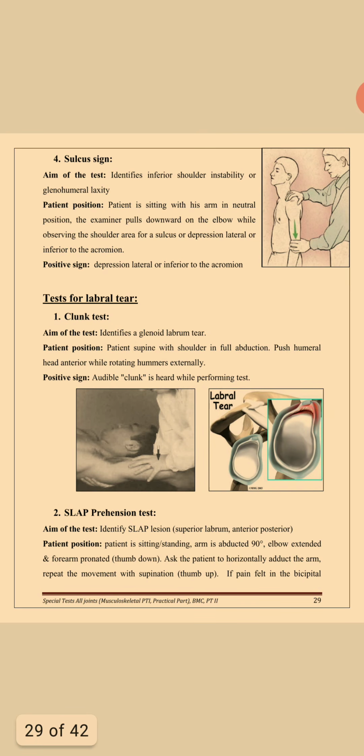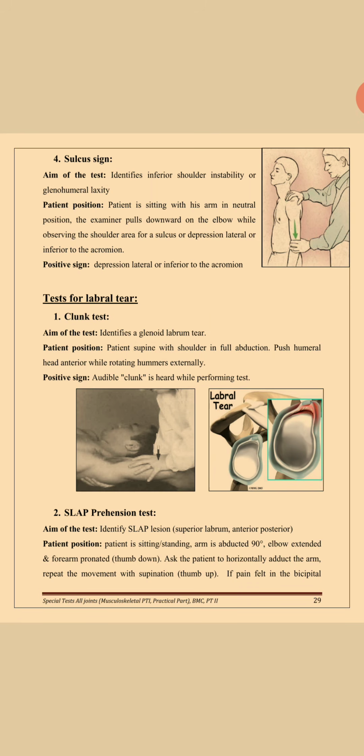Sulcus sign. Aim of the test: identifies inferior shoulder instability or glenohumeral laxity. Patient position: the patient is sitting with his arm in neutral position. The examiner pulls downward on the elbow while observing the shoulder area for a sulcus or depression lateral or inferior to the acromion. Positive sign: depression lateral or inferior to the acromion.